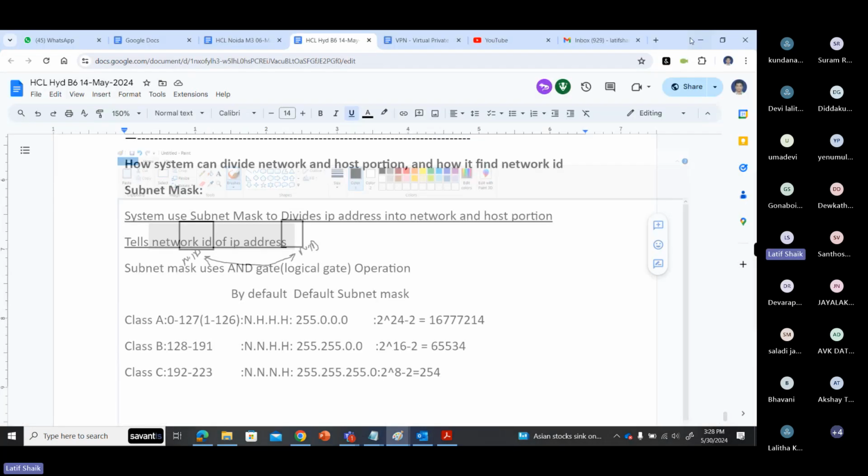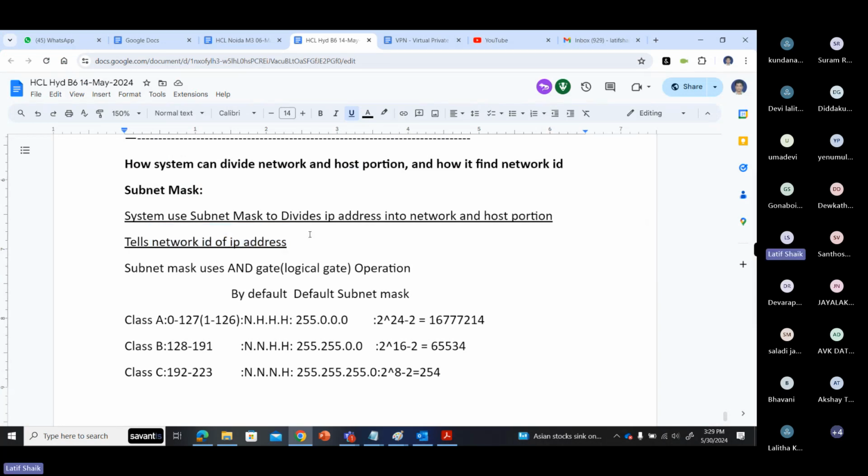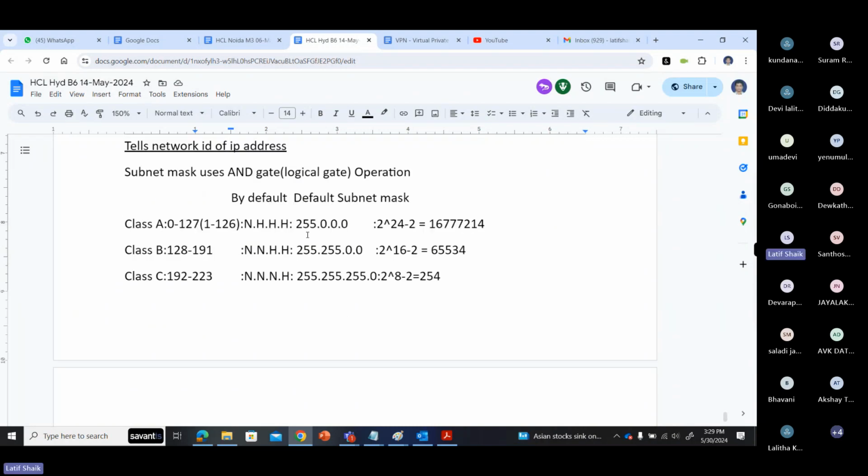Otherwise, they can't communicate. Okay. So the subnet mask uses AND gate logical operations to calculate what is the network portion and host portion, finding a network ID. Guys, look here. In class A, the network portion is the first portion and the remaining are host portions. So look at this. The default subnet mask is 255.0.0.0.